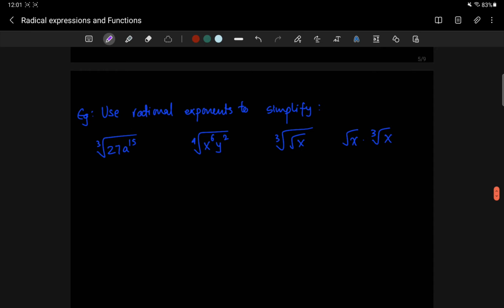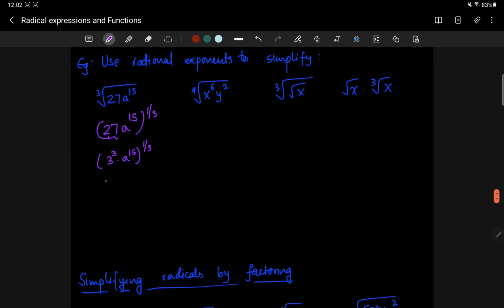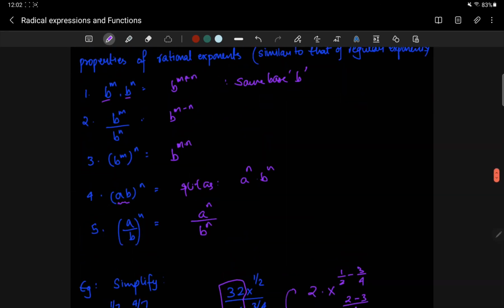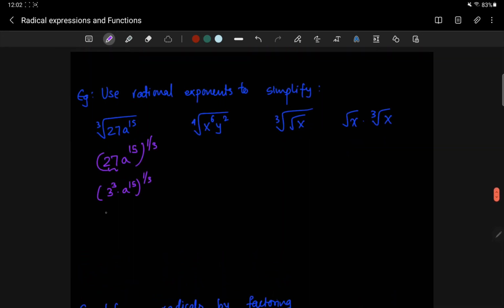More examples. Use rational exponents to simplify these. So let's go one at a time. First of all, it's a cube root, so I write this as to the power 1/3. Next, I rewrite 27 as 3 cubed, and a to the 15, all to the 1/3. Now I use this property here, right? If I have a power n on the outside, I can split it. So this becomes 3 cubed to the 1/3 times a to the 15 to the 1/3.